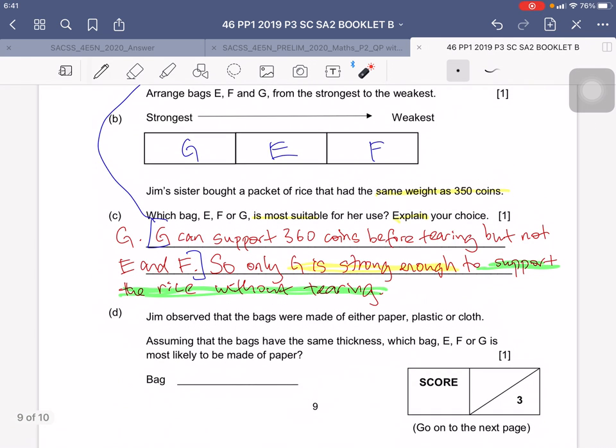Okay, so for part D, Jim observed that the bags were made of either paper, plastic or cloth. So assume they have the same thickness. Which bag is most likely made of paper? Now of course we know that paper compared to plastic and cloth, this is the weakest. Alright, the weakest, so it must be F.